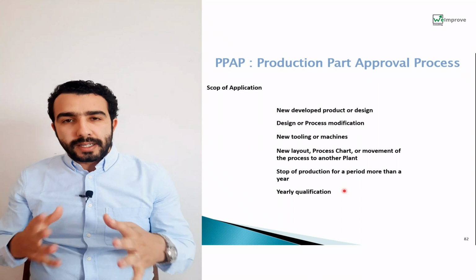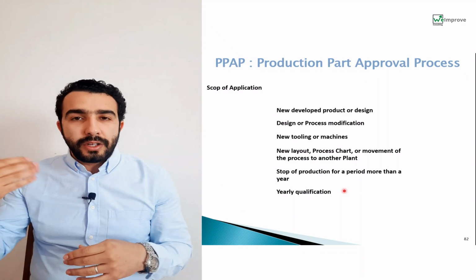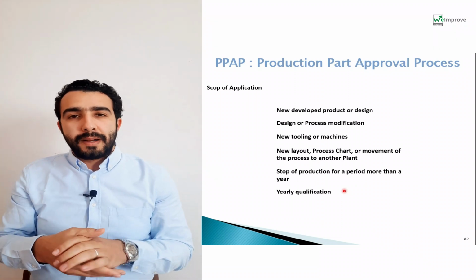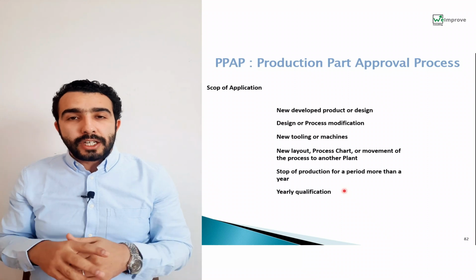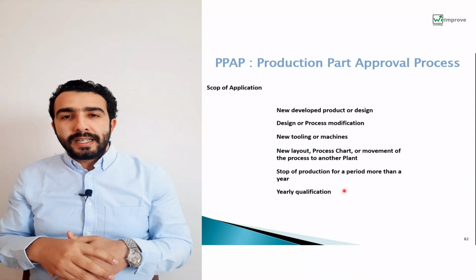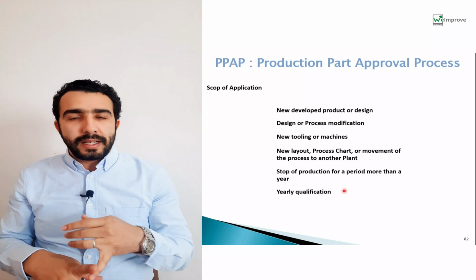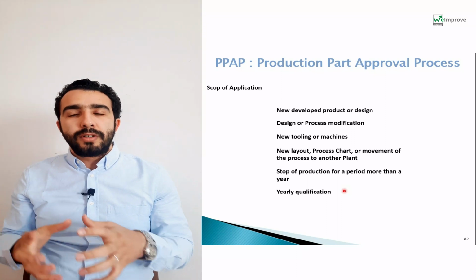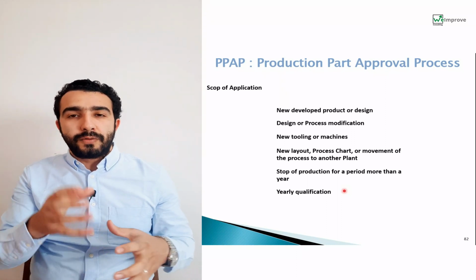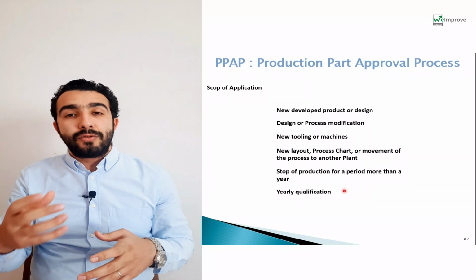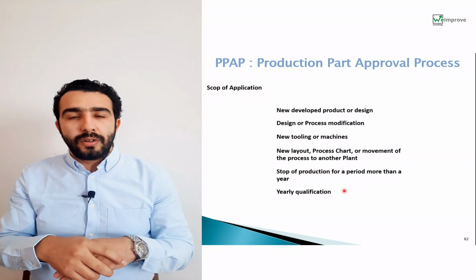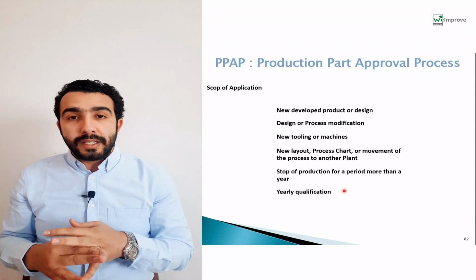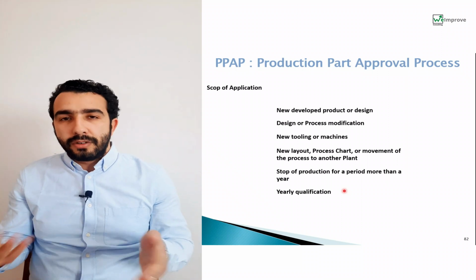Also, yearly qualifications. Many of the customers, many of the OEMs, request yearly qualification. It means every year you have to submit a new PPAP submission. Maybe it's not the full package, but some customers ask that every year you submit the PSW, the capability, MSA, and so on. It depends on the customer specific requirements, the CSRs of your customer, so you have to check it. Then you have to see the frequency of the qualification. Some customers ask for every year, some every 3 years, and some don't even ask for yearly qualification.